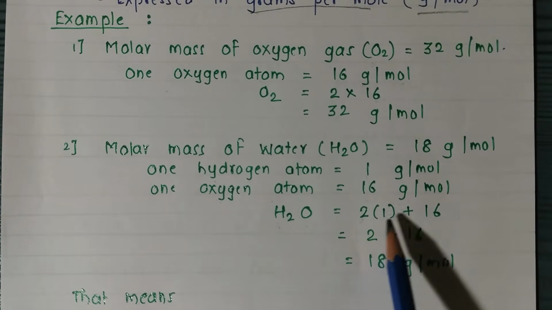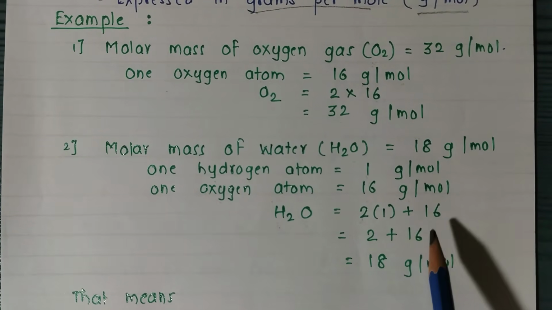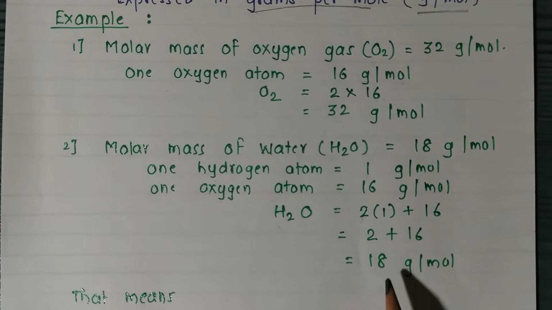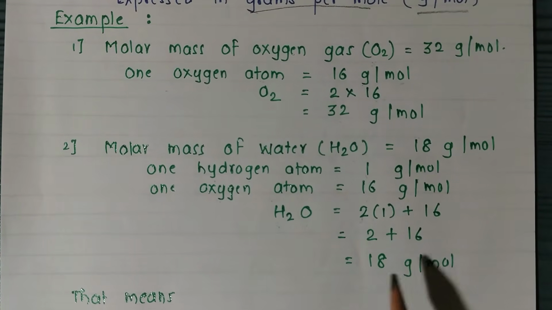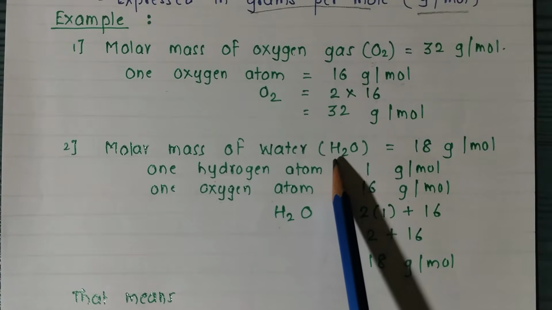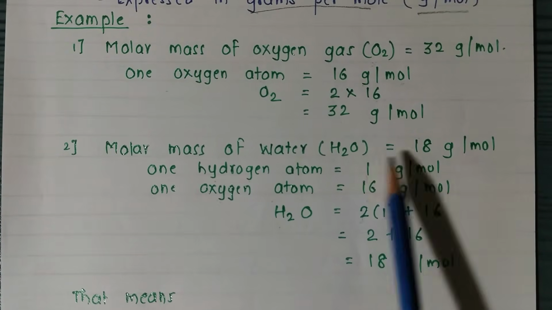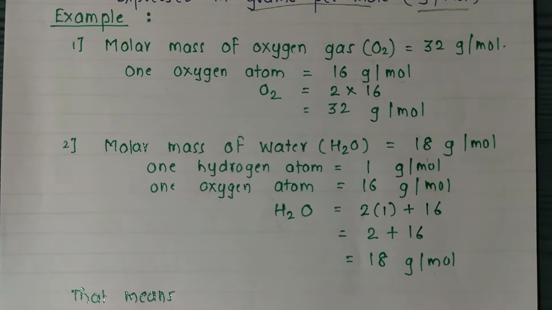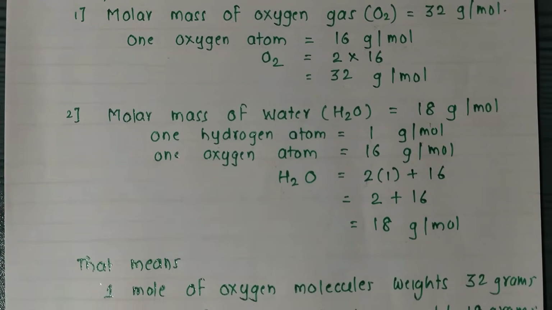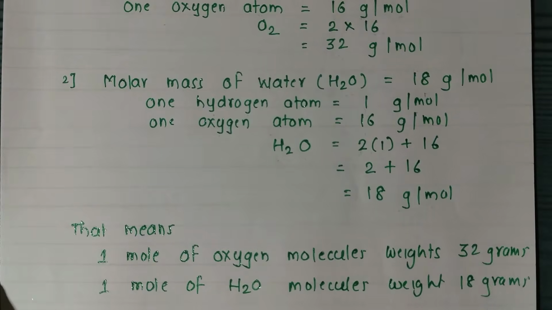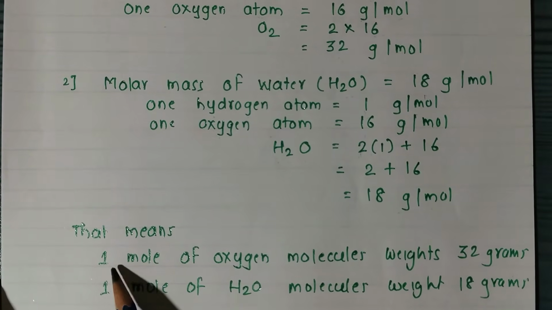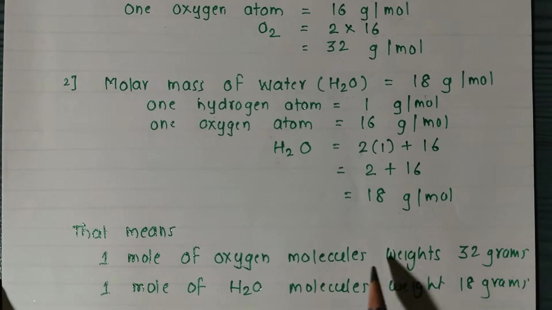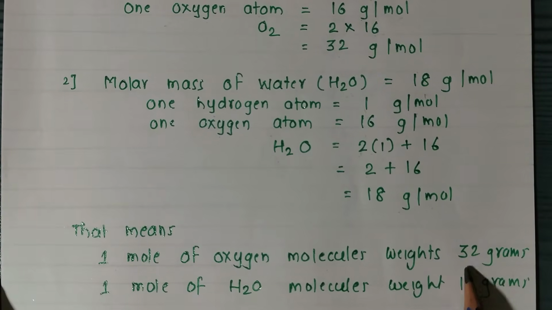So here 2 into 1 is 2, plus 16, that means 18 grams per mole. So this is the molar mass of water, that is 18 gram per mole. Now from this we can understand 1 mole of oxygen molecules weighs 32 grams.